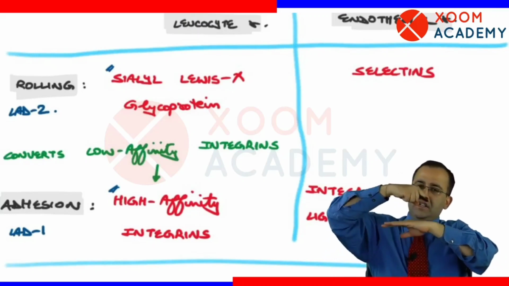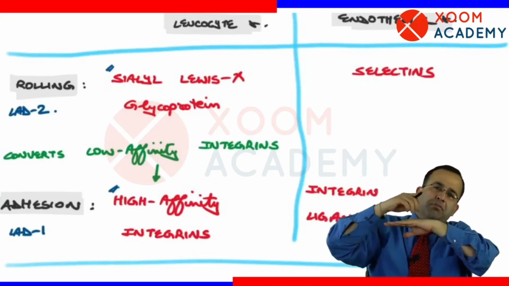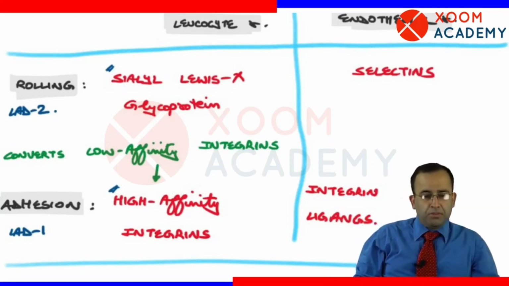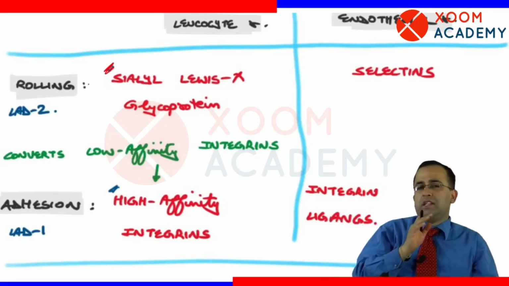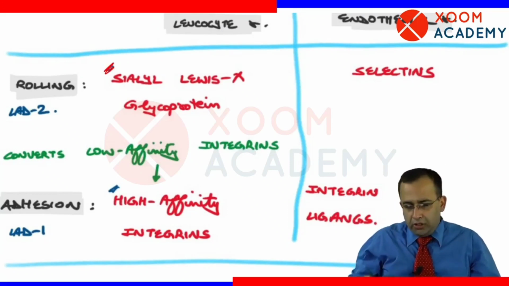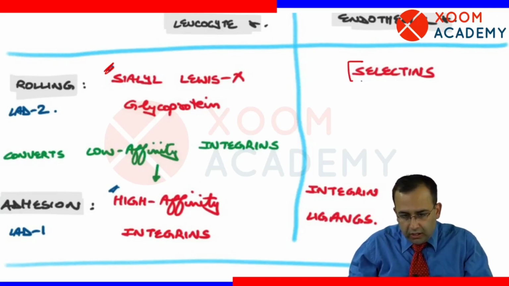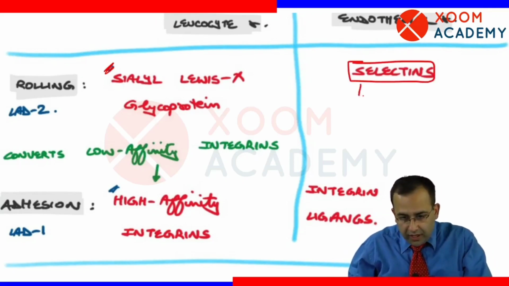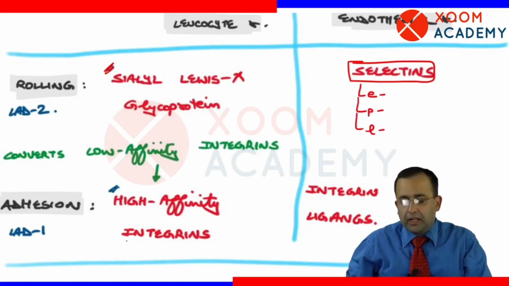We have a leukocyte receptor which is binding to an endothelial receptor. So which is the leukocyte receptor enrolling? It is sialyl Lewis X glycoprotein binding to selectins on endothelial cells. I need not even tell you, इसमें एक point और add कर लेते हैं. Selectins, they are of three types. That is E-selectins, P-selectins and L-selectins.